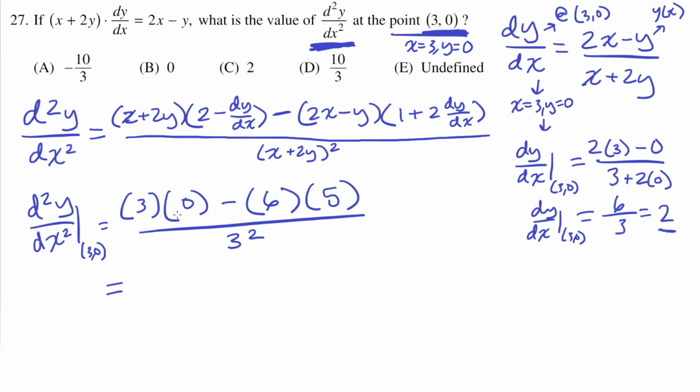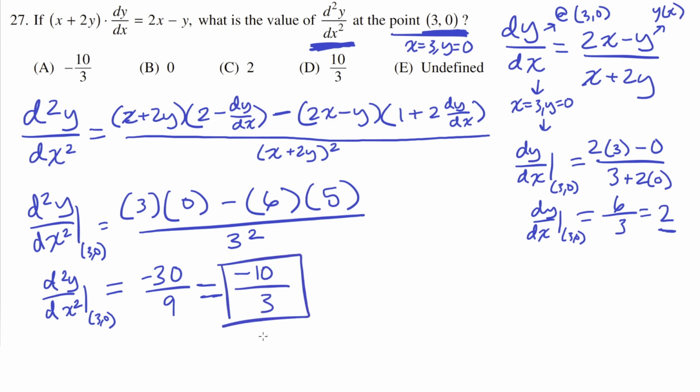Okay, so let's simplify this. 3 times 0 is 0. And then 6 times 5 is 30, so we'll have a negative 30 in the numerator, and 3 squared, which is 9. So this is the value of d squared y/dx squared at (3, 0): negative 30 over 9. And we can simplify this. If we divide the numerator and denominator by 3, we'll get negative 10 in the numerator and a 3 in the denominator. So our final answer is negative 10 thirds, which is answer choice A.